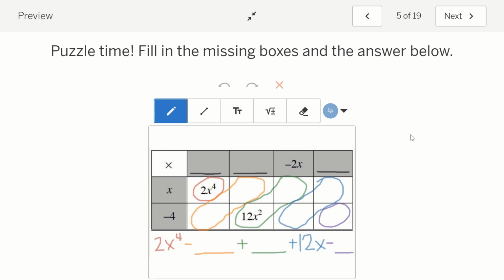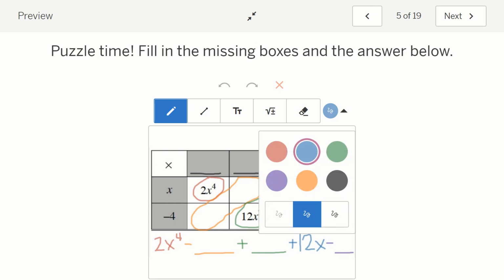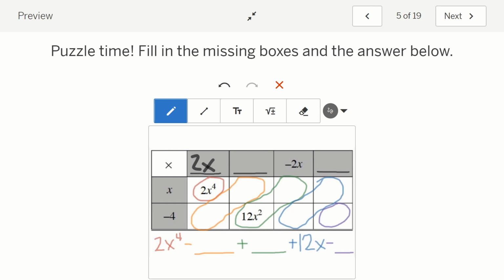All right. So let's see what we've got here. So we're just going to kind of fill this in as we go. So I have x, and then I have this 2x to the fourth, and then I have something up here. So x times something should give me this 2x to the fourth. That something would be 2x to the third. Okay, so x times 2x to the third. Now, from there, I can get this piece down here. Negative 4 times 2x to the third would be negative 8x to the third.